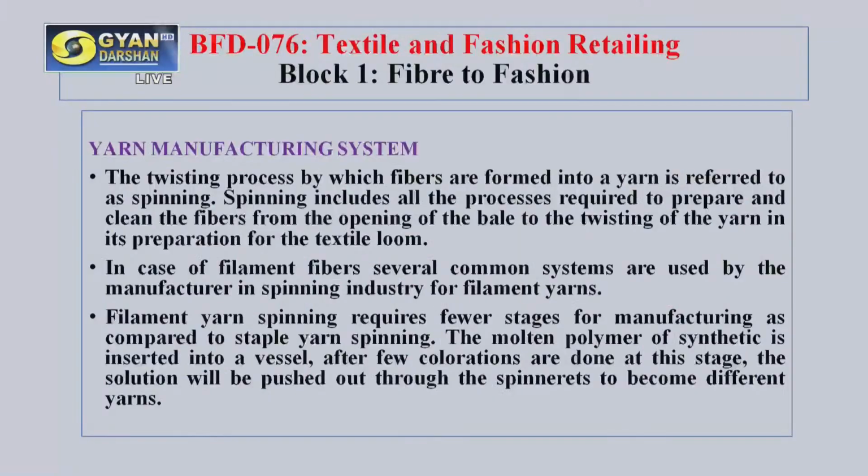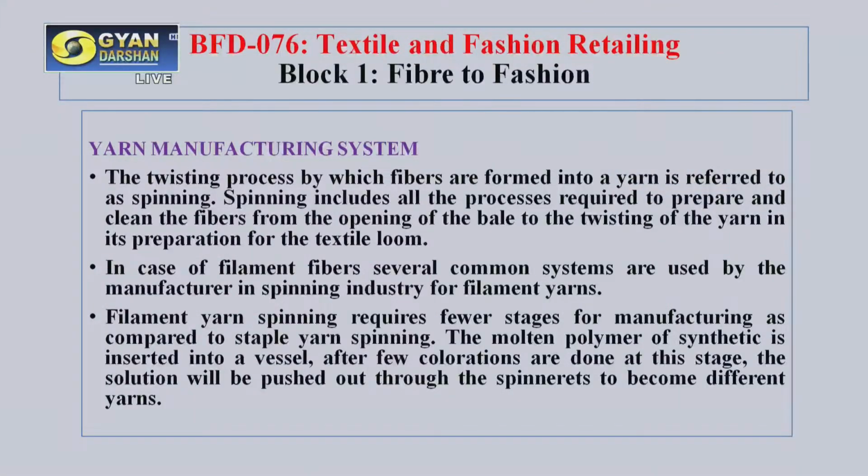Now the next information is about the yarn manufacturing system. We have discussed that there are different fibers and how fibers are then twisted to make yarn. Now we will learn about the yarn manufacturing system. The twisting process by which fibers are formed into yarn is referred to as spinning. When we have the fibers, they are twisted, and the yarn is developed by the spinning method.